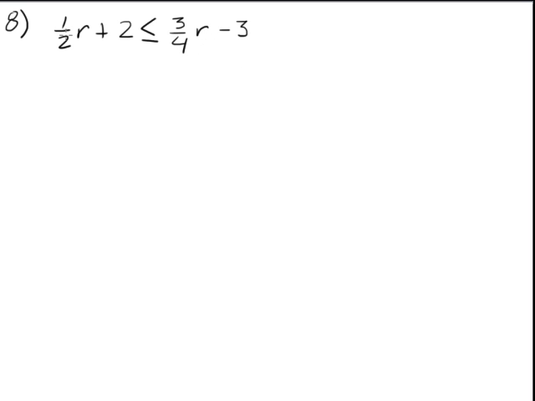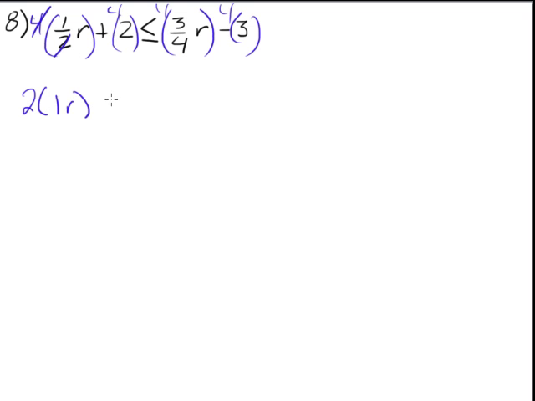So I want to get rid of these denominators, and what I could do is multiply every single term here by the greatest common factor. The greatest common factor between 2 and 4 is actually 4, so I'm going to multiply everything by 4 to get rid of the denominator. This now cancels out, and I'm left with 2, whatever is left in the brackets, 1r.